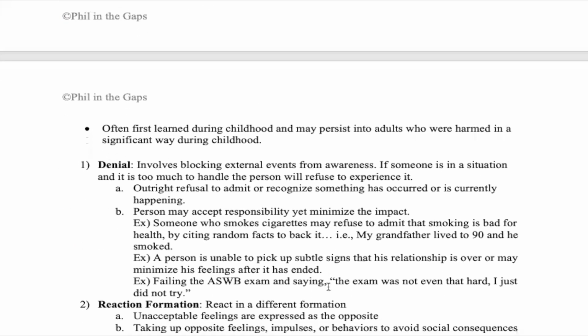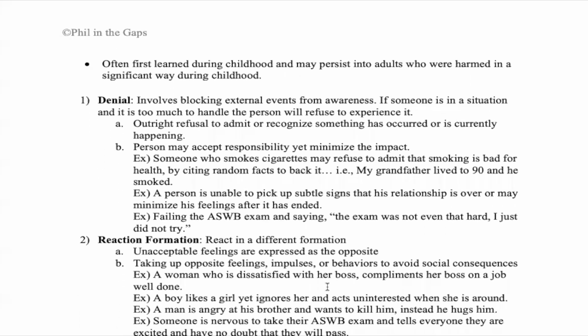And they are often first learned during childhood and may persist into adulthood if they were harmed in a significant way during their childhood. Because trauma and substance use are things that can delay someone's development, the way somebody behaved when that trauma began or when they started utilizing substances could also equate to how they will respond as an adult. So let's go through the primitive defense mechanisms right now, and they are as follows.